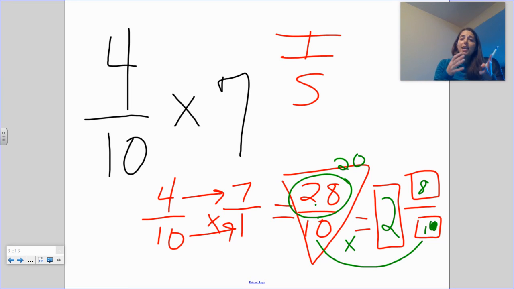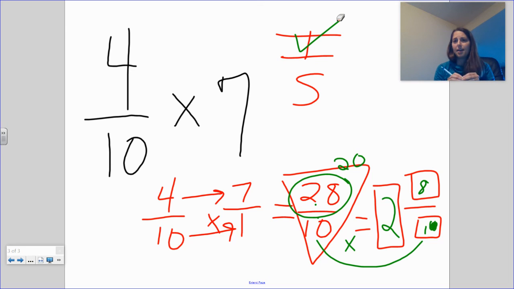So my answer originally was 28 tenths. I rewrote that in a more understandable way by saying it's 2 and 8 tenths. That's easier for our brain to understand. So that's the I part of our IS checklist. Is this answer the best way to share my answer with the world? But then we need to ask ourselves, and again, this part is going to be optional, but I think you guys can do it. Is this in simplest form?